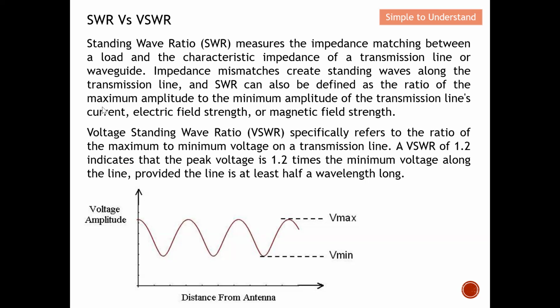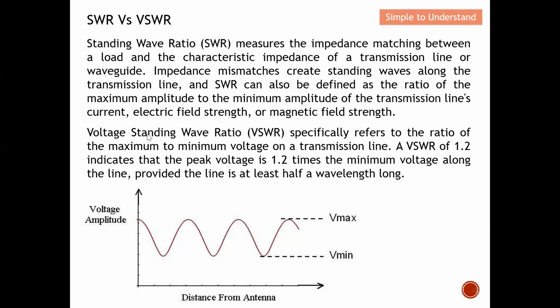This can also be measured by current, for example, the maximum current divided by the minimum current. It can be measured by electric field strength, the maximum electric field strength over the minimum electric field strength, or by magnetic field strength, the maximum magnetic field strength over the minimum magnetic field strength. This is the definition of SWR. In short, it can be expressed in terms of amplitude, current, electric field strength, and magnetic field strength.